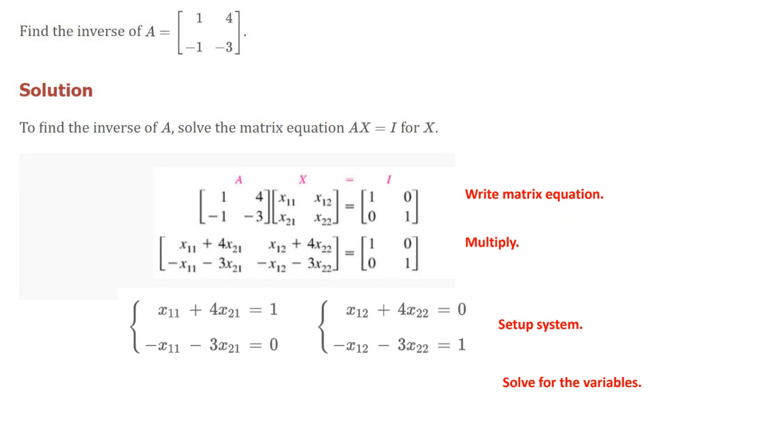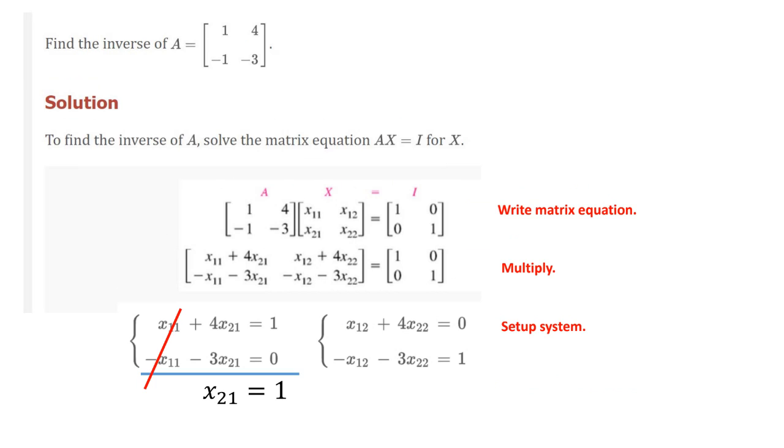And so if you notice here, in my system, I can choose to get rid of a variable. I notice x11 and I have a negative x11, so I'm going to choose to get rid of those, since I can just add them and they'll give me a 0. And then for this one, I can do the x12 and the negative x12. So I'm going to go ahead and eliminate those. So I add these, this becomes 0, and then 4x21 plus a negative 3x21 is going to give me x21 here. And then 1 plus 0 is 1. So I have solved for x21.